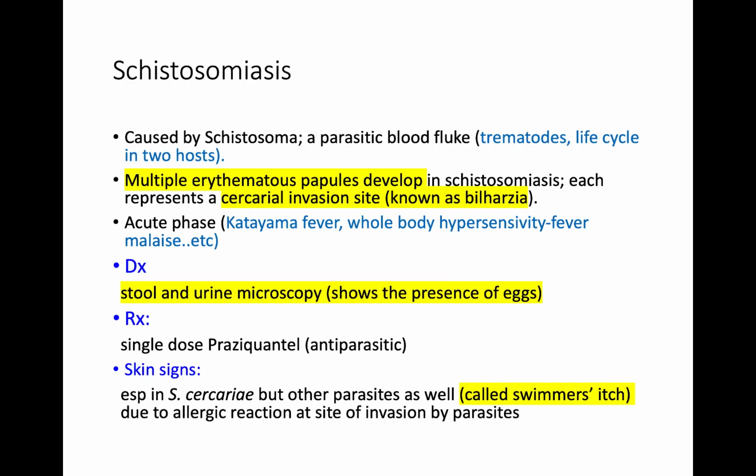Schistosoma, parasitic blood fluke. Multiple erythematous papules develop in schistosomiasis. Each represents a cercaria invasion site. So this is what they call bilharzia. The acute phase of this is Katayama fever, which is a whole body hypersensitivity fever with malaise. Remember we talked about the skin side, swimmer's itch, we mentioned that.